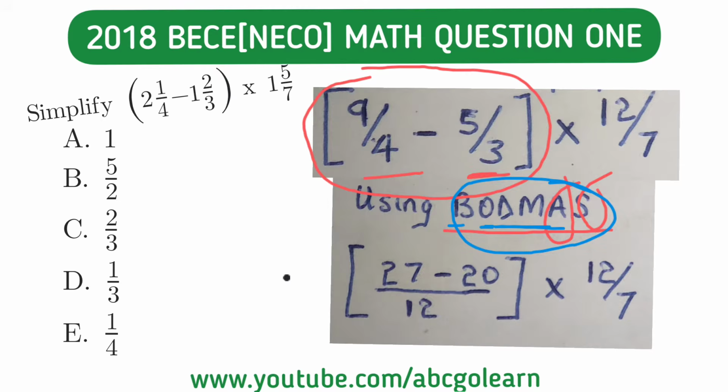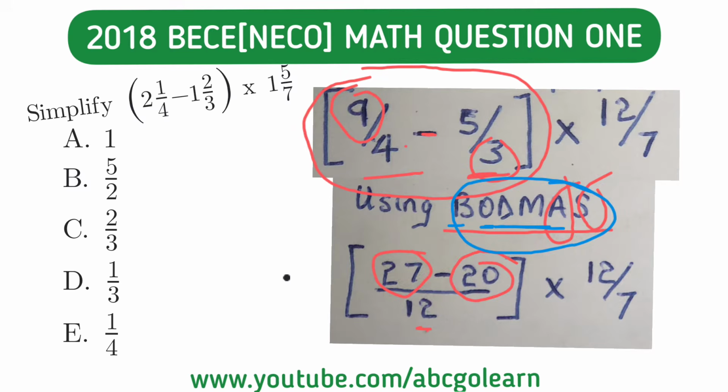The LCM of these 4 and 3 would give me 12. So getting this very 12 would help me to solve this a lot. I'll just use this 12 divided by 4, which would give me 3. So 3 times 9 would give me 27. That's how I got this 27. And because of this minus, I would also put it here, and I will use 3 to divide 12. So 12 divided by 3 would give me 4. So 4 times 5 would give me 20. So that's how I got this 20 as well.